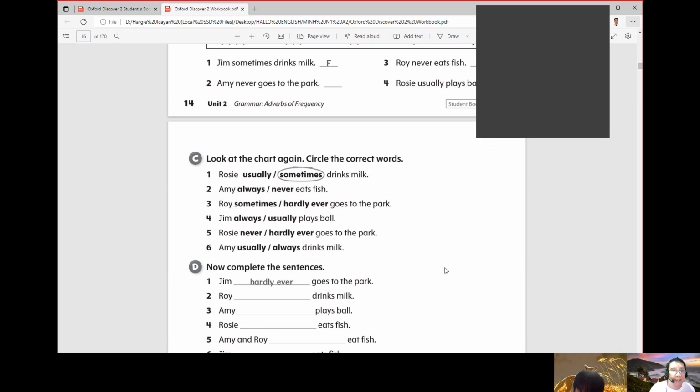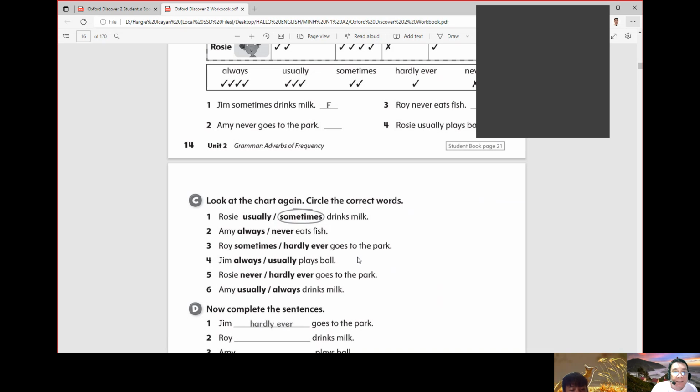Okay, what about this one? Look at the chart again. Circle the correct words. Number one. So let's try to look at the chart again. How are we going to do that?